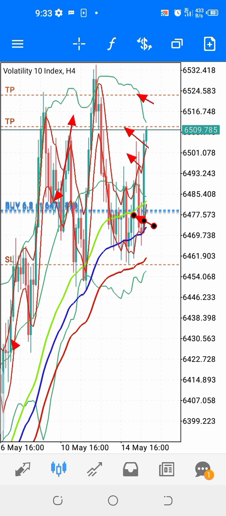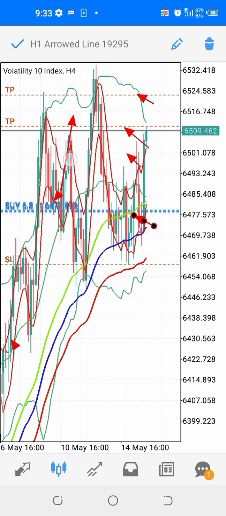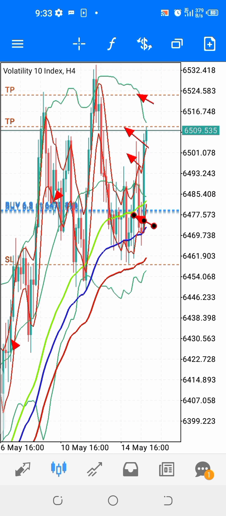So hopefully TP2 will be smashed anytime soon. Once it smashes, like you can see, price is almost around TP2. Let me remove all of these other arrows and make the chart simple, right?